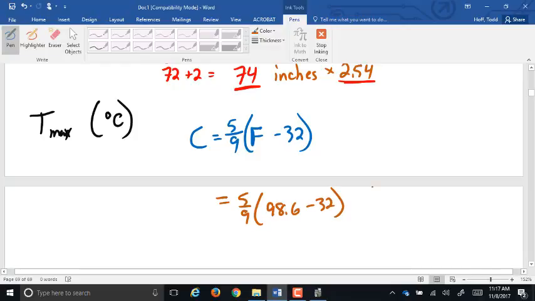We'd subtract 32 from that, and you just complete that formula. I'll let you guys take it from there. Get your temperature in degrees Celsius.